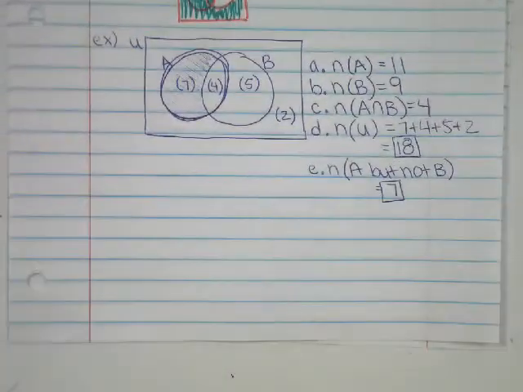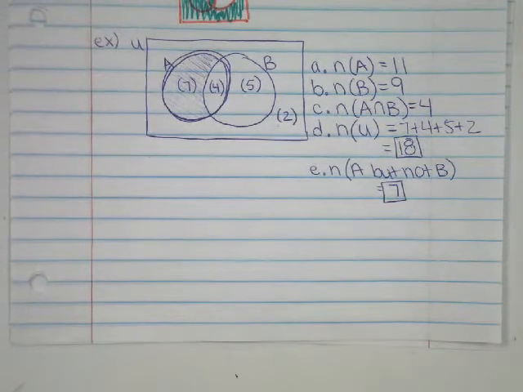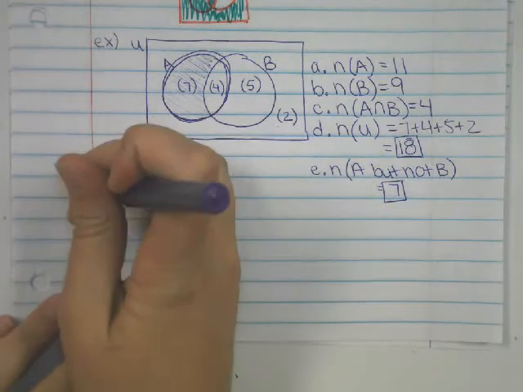Okay, the last section, which is 7G, we actually start solving some problems with Venn diagrams. And I'm going to do one example with you. I'm going to go to a new page, just in case I run out of room.